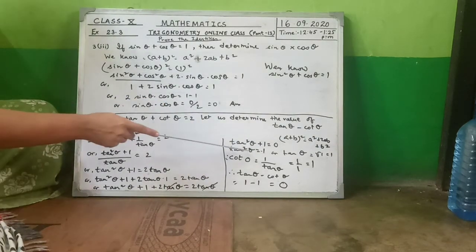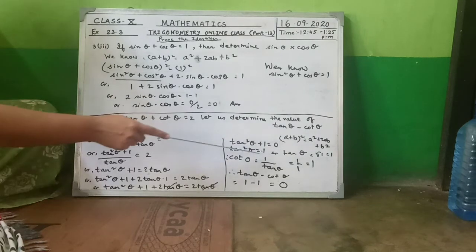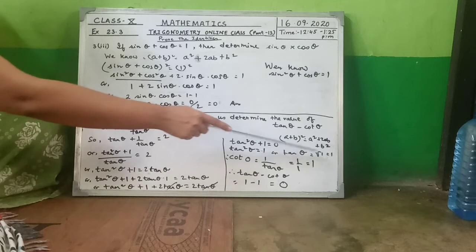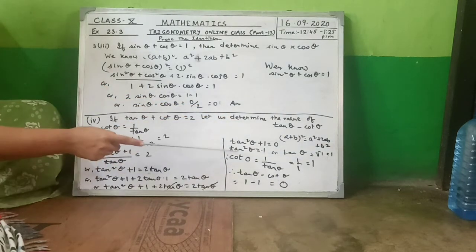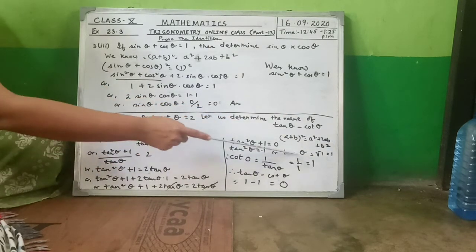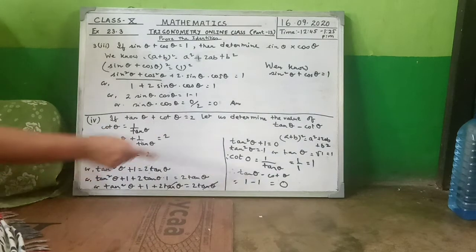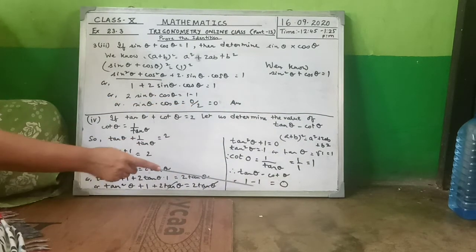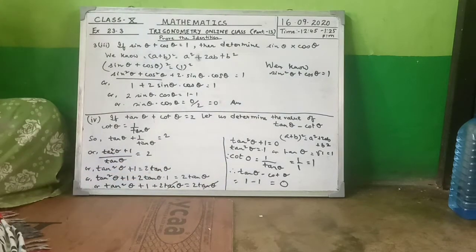Now then tan square theta plus 1 is equal to 0, then tan theta is equal to minus 1. So then what is tan theta? The root of 1, 1. Then what is cot theta? 1 by tan theta, 1 by 1, that is equal to 1. Now putting the values of tan theta and cot theta. Tan theta minus cot theta is 1 minus 1, that is equal to 0.